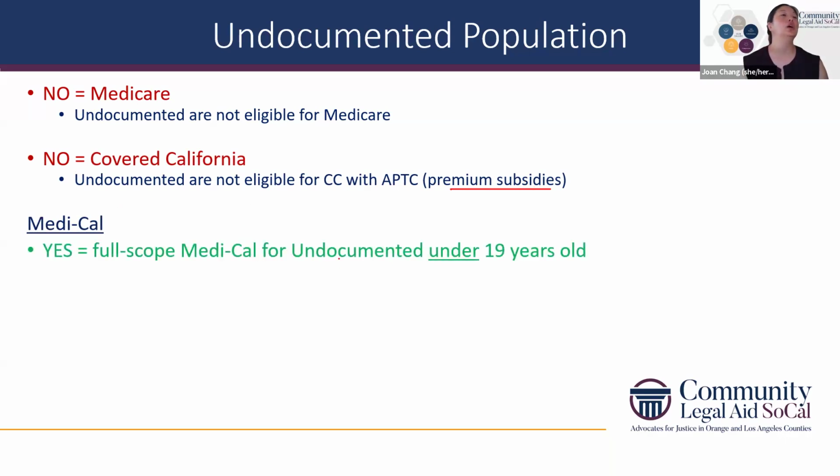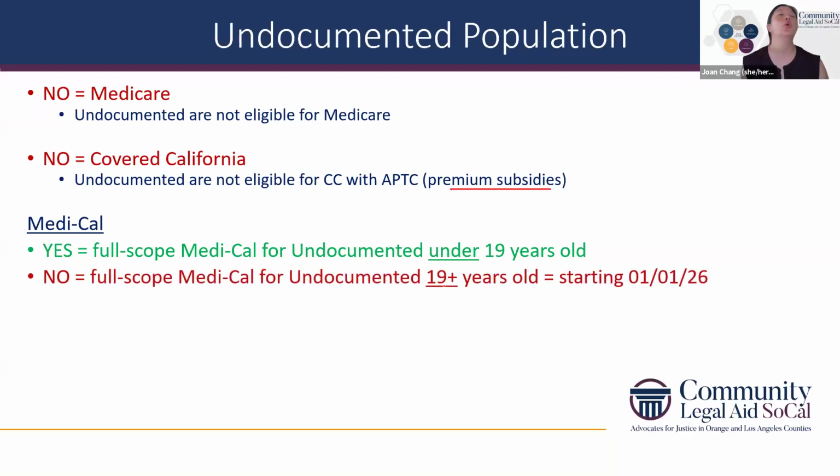So yes, if you are undocumented and you are under the age of 19, you are eligible and still remain eligible for what we call full scope Medi-Cal. So not just emergency hospital-based Medi-Cal, but full-blown Medi-Cal, okay? So if you're under 19, you're good to go still. If you are older than 19, starting January 1 of this year, undocumented individuals over the age of 19 will no longer have access to full scope Medi-Cal. Okay, but let's break it down because there are two different categories of people this might affect.